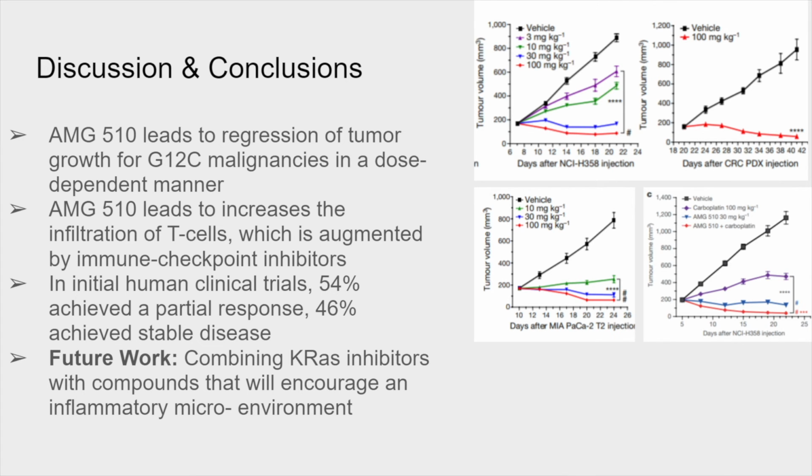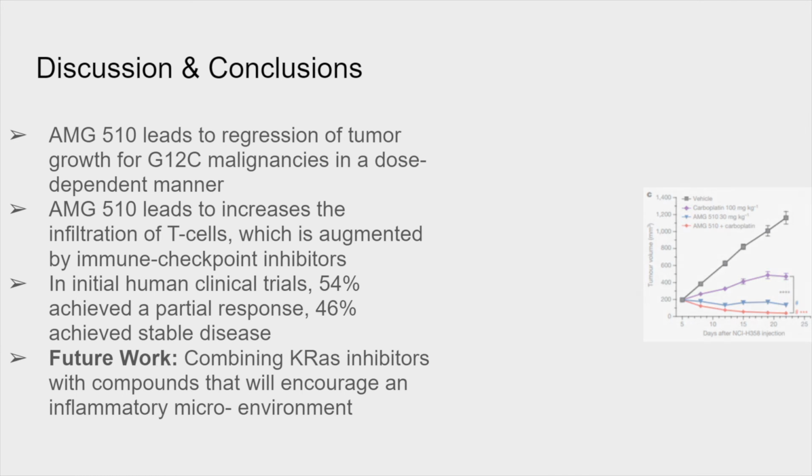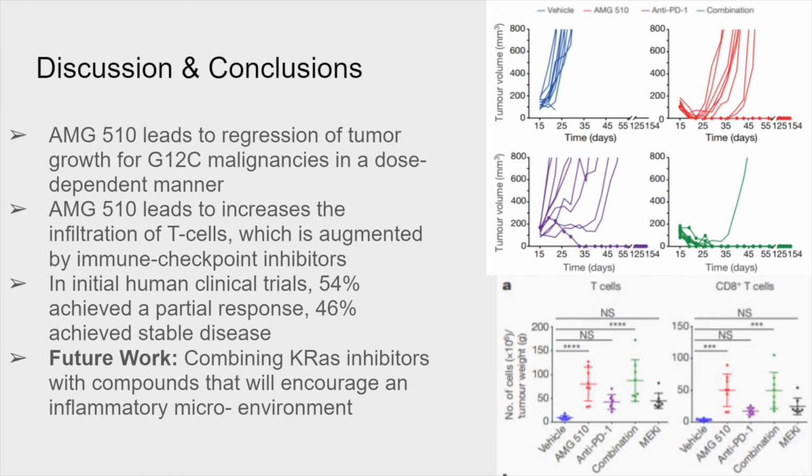Furthermore, AMG 510 leads to increases in infiltration of T cells, which is augmented by immune checkpoint inhibitors, leading to a lasting cure of 90% of mice tested in the synergistic setting. So as can be seen in the top graph, the lines with circles indicate tumor-free mice, and this is highest in the combination treatment, the green lines. Furthermore, we can see that the T cells are highest in AMG 510 or combination treatment on the bottom graph.